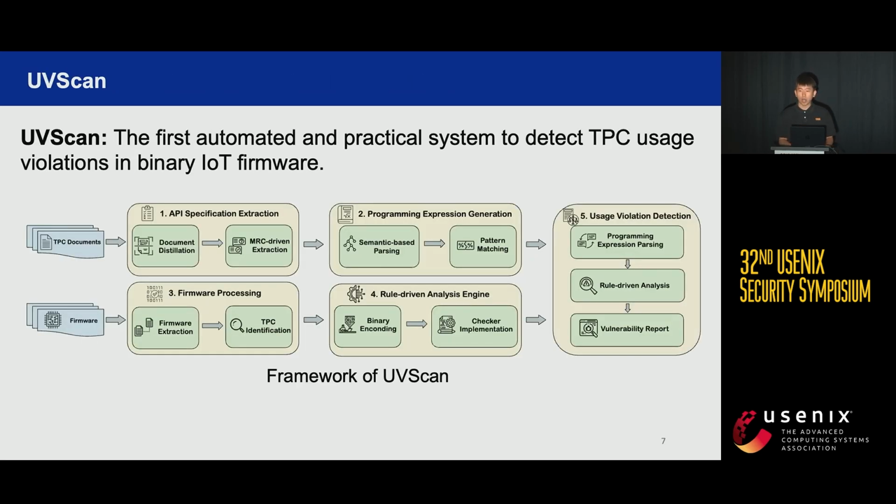To solve this problem, we propose UVScan. UVScan is the first automated and practical system to find usage violations in IoT firmware. As you can see from this figure, it has two pipelines. The first pipeline will first get the API specifications from documents, and then transform them into programming expressions, which can be easily understood by our analysis engine. For the second pipeline, we will first encode the firmware to get the internal logical information, and then we can easily perform the check on the encoded firmware based on the API specifications.